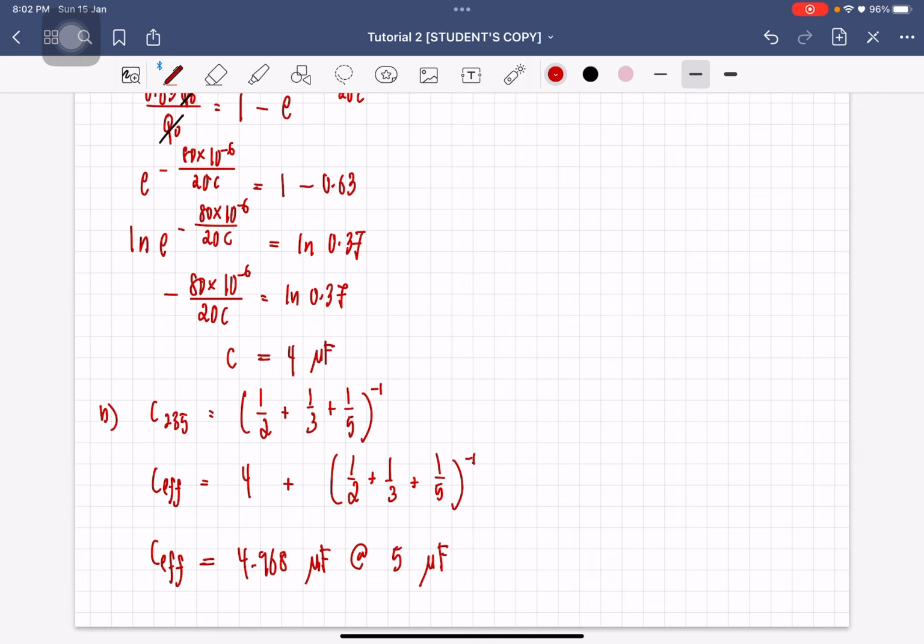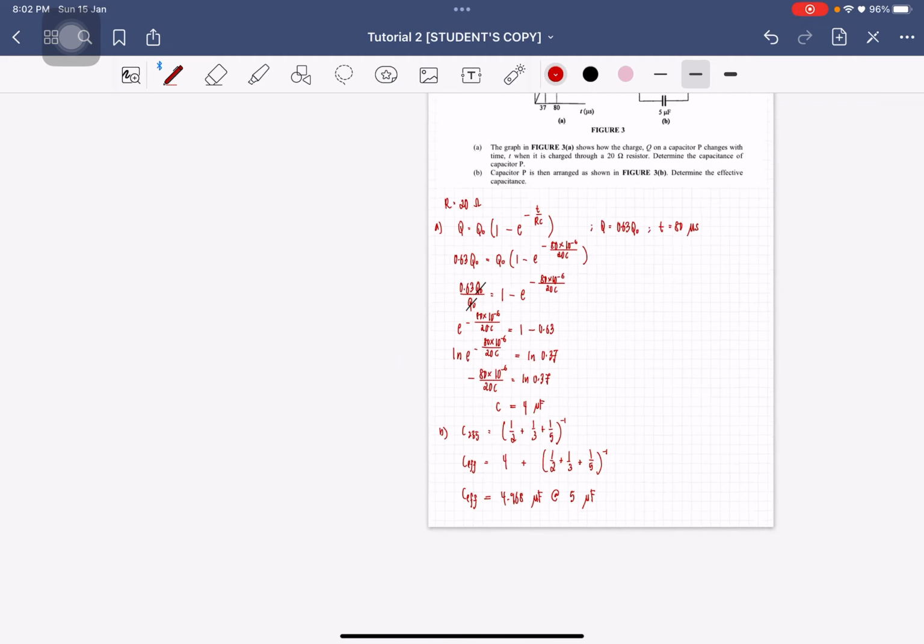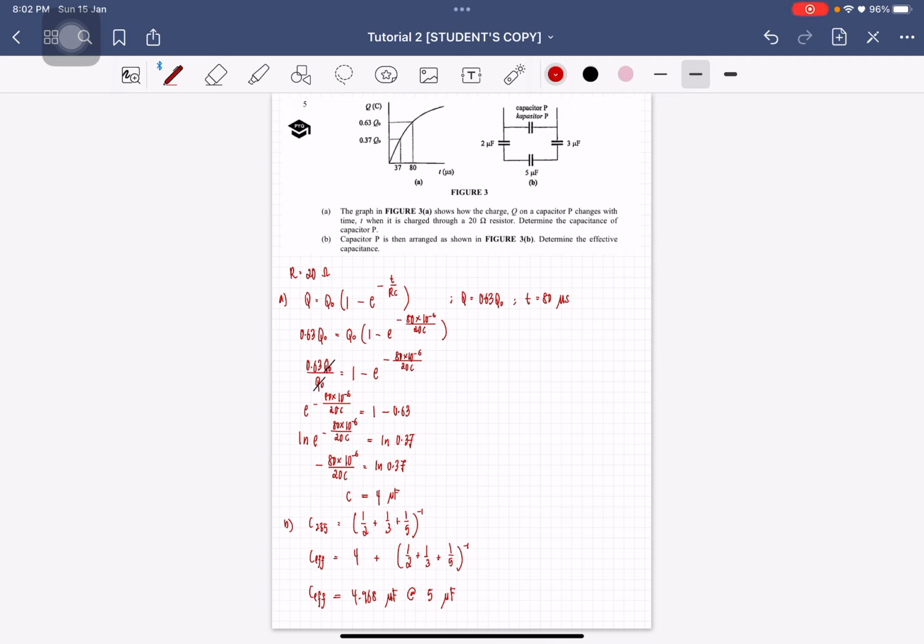I would always like to put at least 3 significant figures or 3 decimal points so that we do not round off the values too much. Alright, so that is question 5 and this is a past year question. It is quite simple if you remember the subtopic on charging and discharging of a capacitor. This equation is given in your formula sheets. You just have to remember that this is charging of a capacitor based on the graph. Okay, all right, so that is question 5.